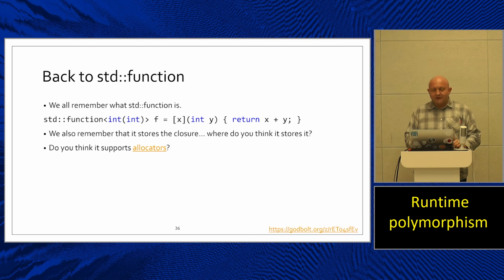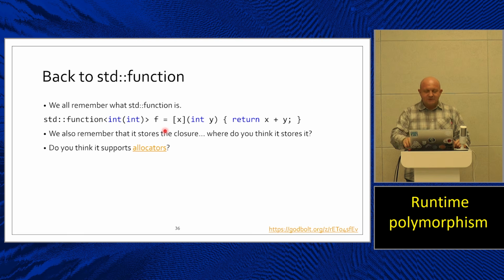tool. And let me ask you a question I like to give to strong students. std function stores a closure. Sometimes std function stores a closure on the heap, sometimes using small object optimization. Do you think it supports custom allocators? It used to have allocator-related machinery, but today effectively it does not.